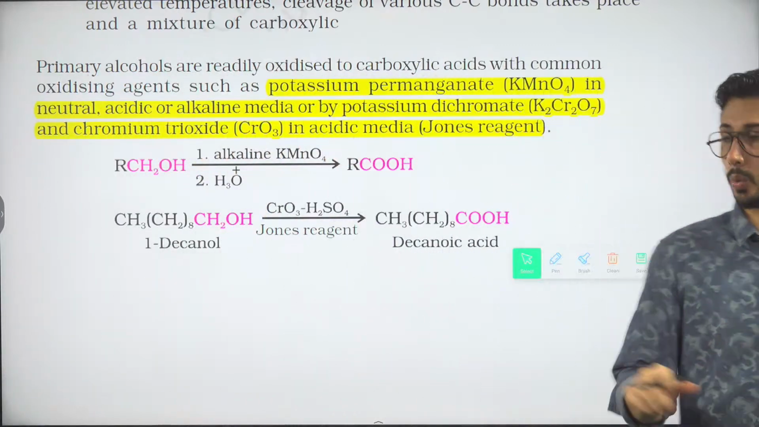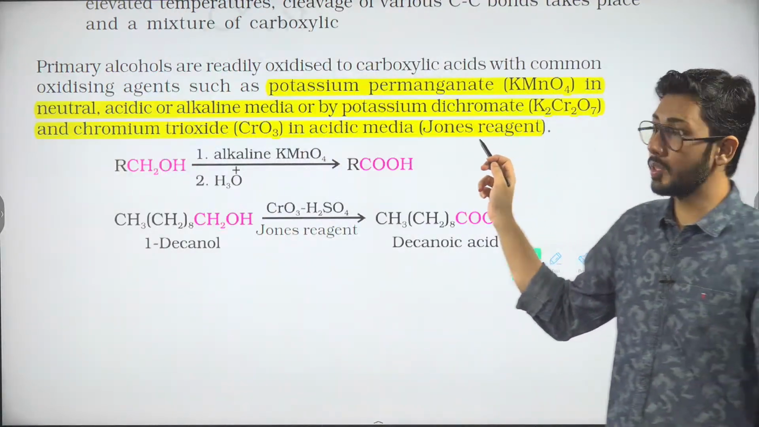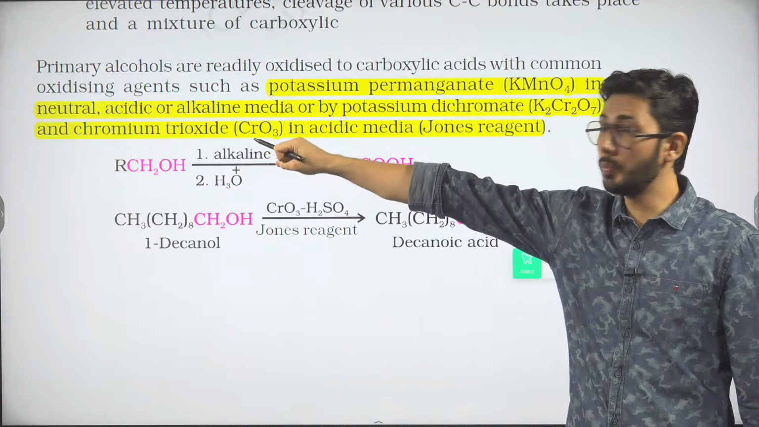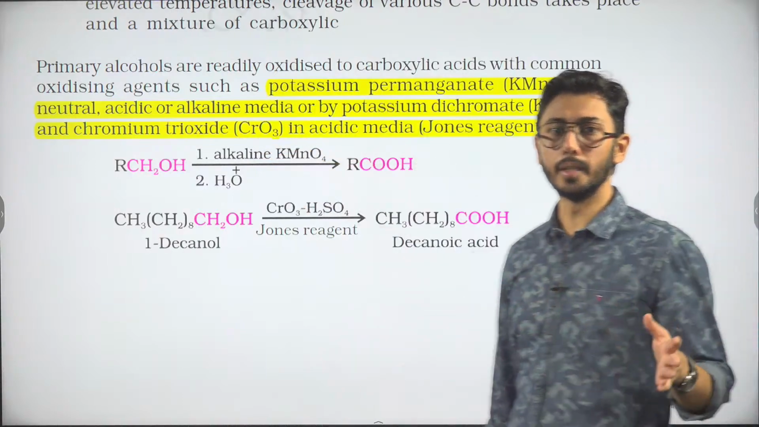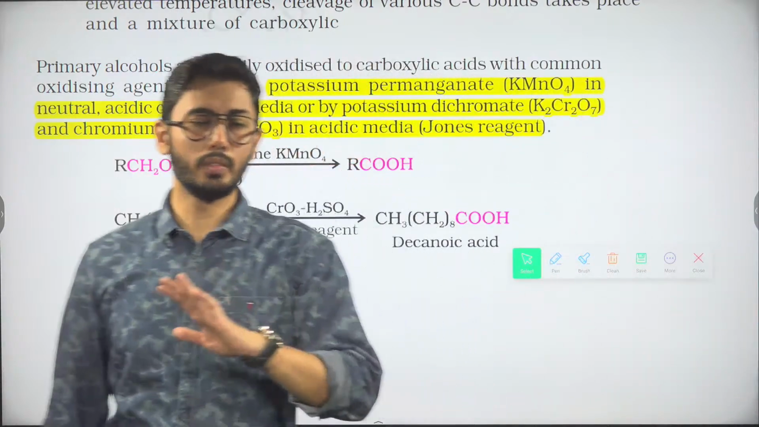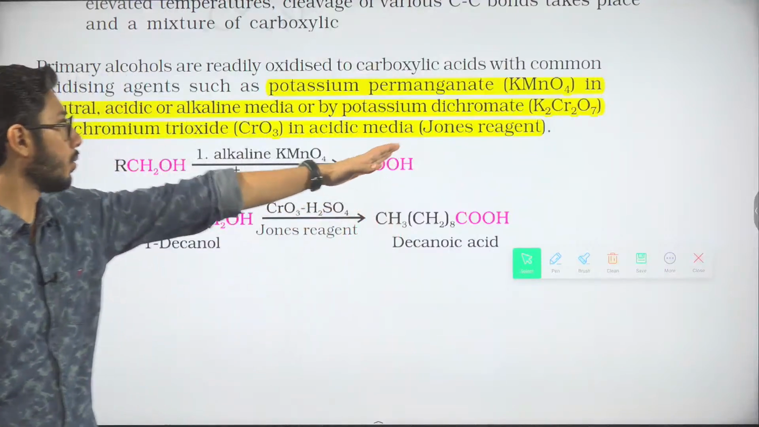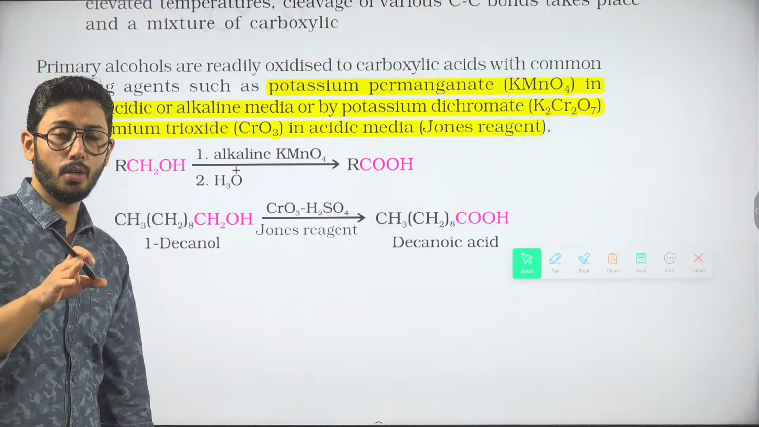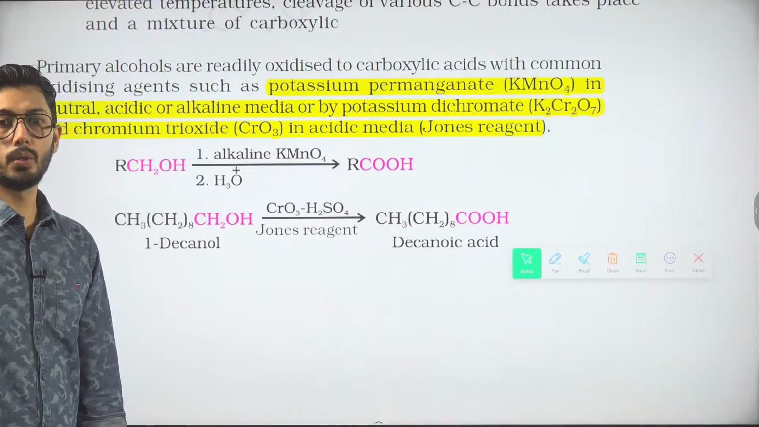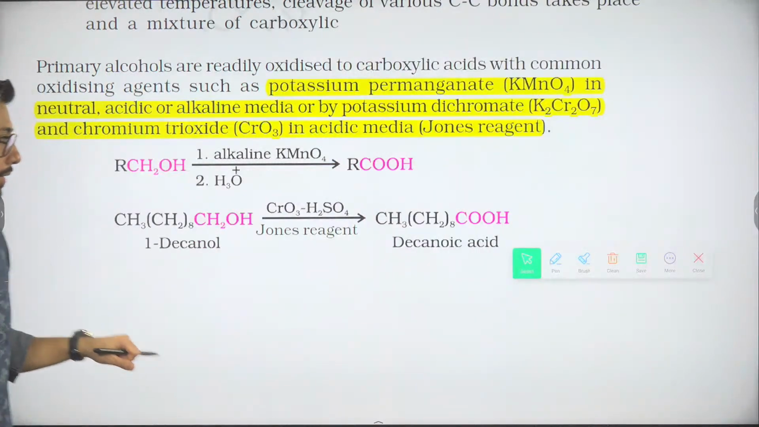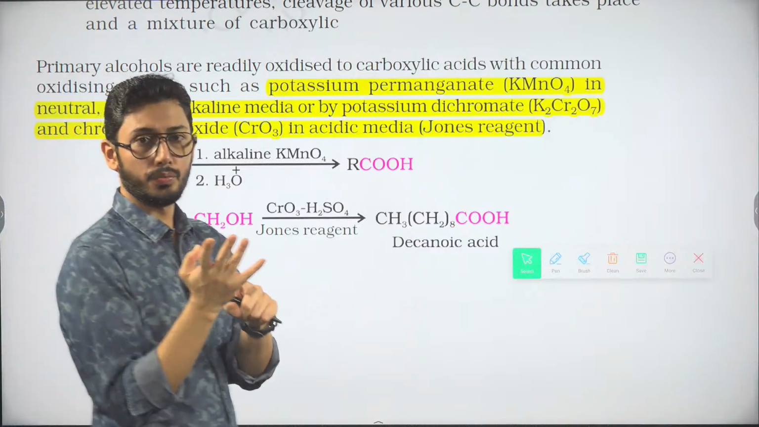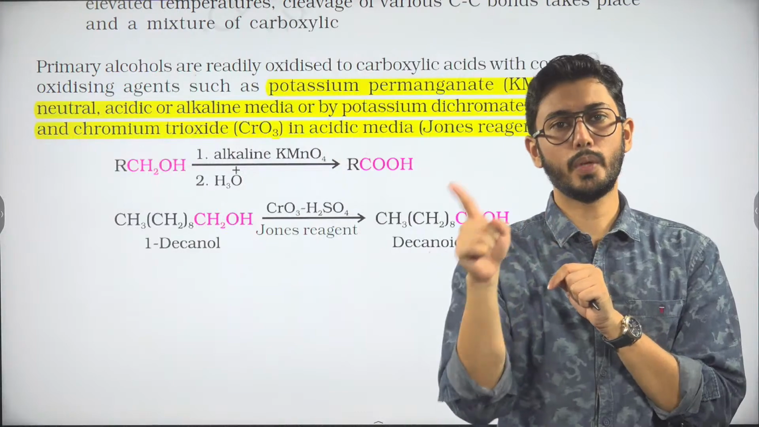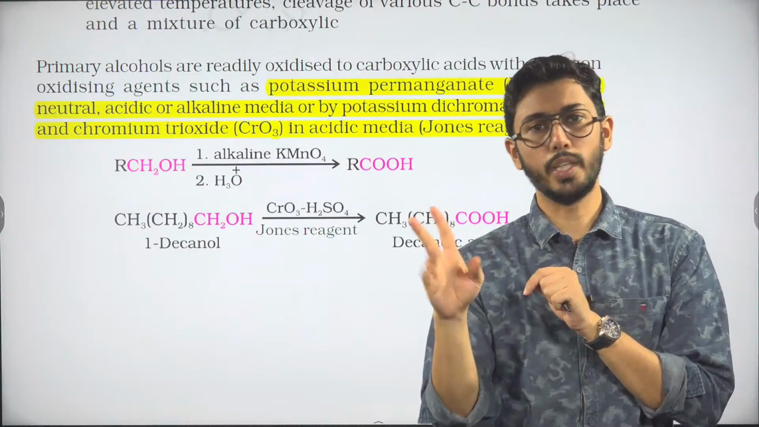Second possibility, acidified dichromate. Third possibility, Jones reagent. What is Jones reagent? Chromium trioxide with acidic medium in aqueous acetone, but here it is not given. So you can remember, Jones reagent is chromium trioxide in acidic medium. It will also oxidize primary alcohol finally to carboxylic acid. So which reagents? KMnO4, dichromate, and Jones reagent. They convert primary alcohol to acid, and secondary alcohols to ketones.